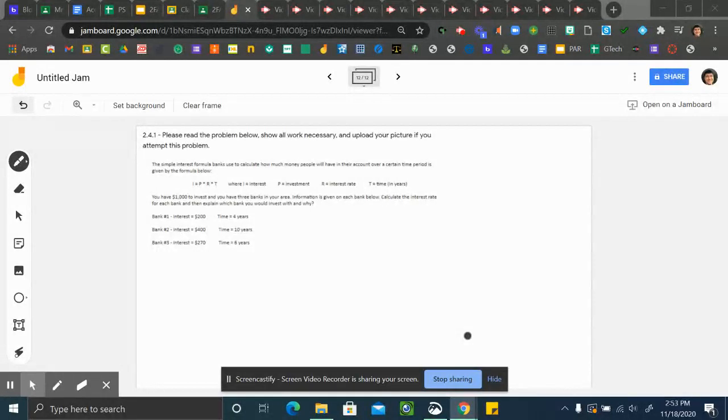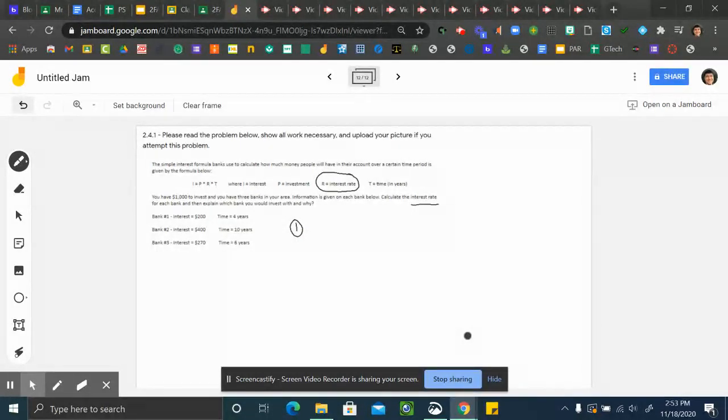So let's say you have $1,000 to invest in 3 banks in your area. Information is given on each bank. Calculate the interest rate. So we're going to solve for the interest rate for each bank and then explain which bank you would invest in and why. So bank number 1. So we're going to look at bank number 1.